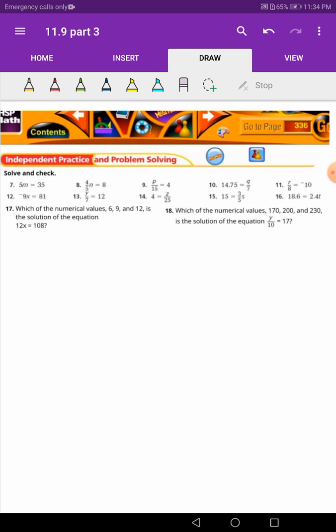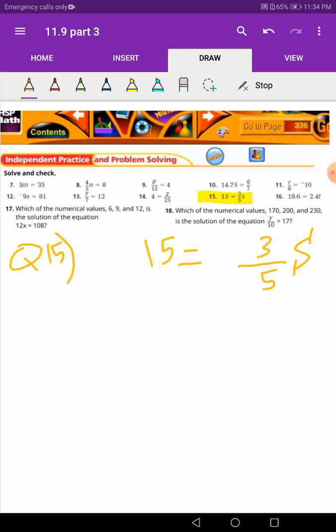Let's practice more in this idea. I want to solve question number 15. We have 15 equals 3 over 5s. So, my variable is s. To keep the s isolated, you need to cancel the 3 over 5. How to cancel it? You use the reciprocal. What is the reciprocal of 3 over 5? Yes, you are right. It's 5 over 3. And don't forget to do the same thing to the second side to keep it balanced.